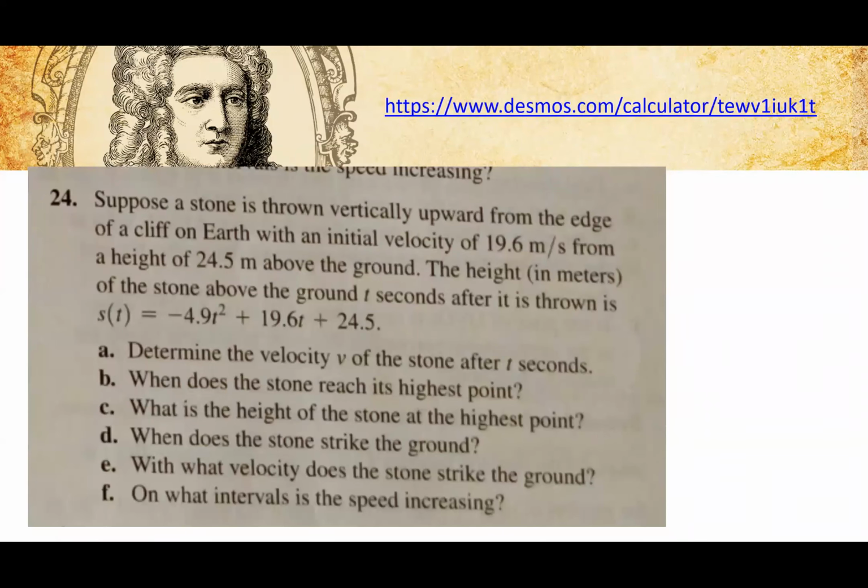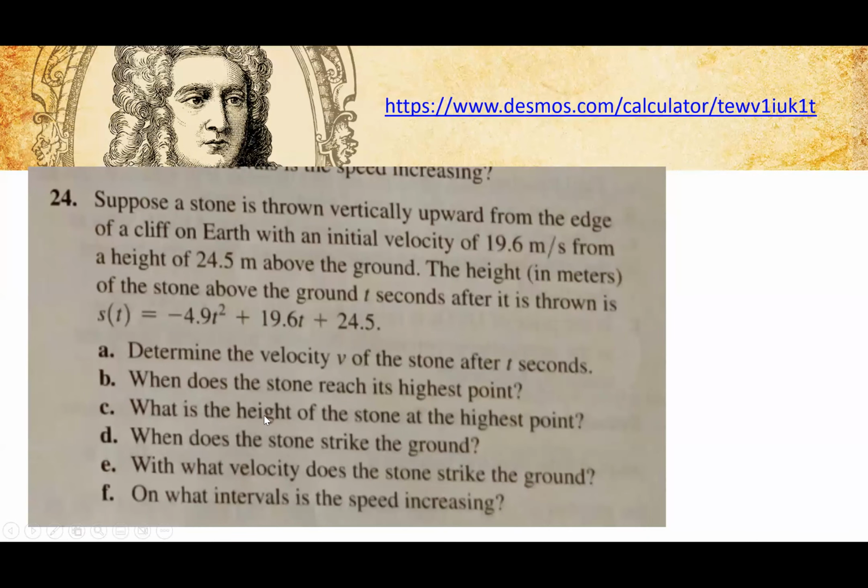All right. Suppose a stone is thrown vertically upward from the edge of a cliff. There's its position function: s of t equals negative 4.9 t squared plus 19.6 t plus 24.5. Determine the velocity of the stone after t seconds. Well, it's just the derivative, so negative 9.8 t plus 19.6. When does the stone reach its highest point? When that velocity is equal to 0. So you would set it equal to 0 and solve it.